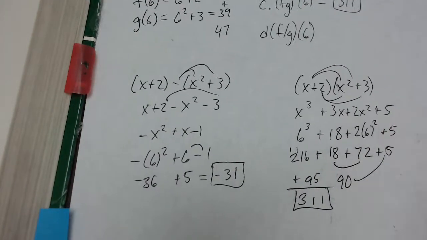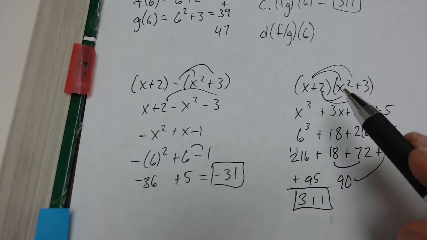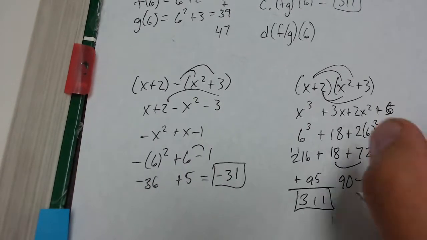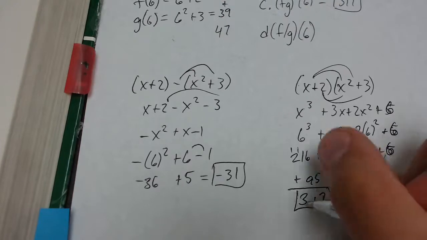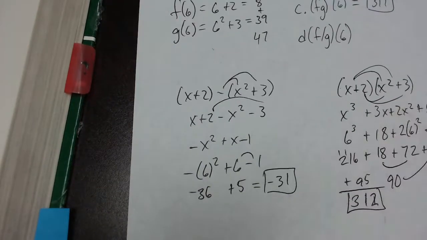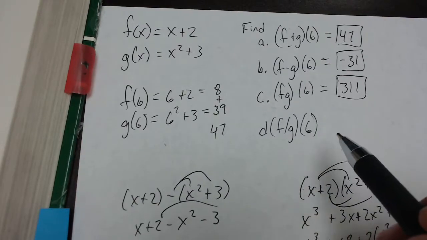Wait, no it's not. Hold on. I messed up way back up here. 2 times 3 is 6. So that should be plus 6 all the way down. And then that makes it 312, not 311. Okay. Did everything right except 2 times 3. Okay. Last one, f divided by g.